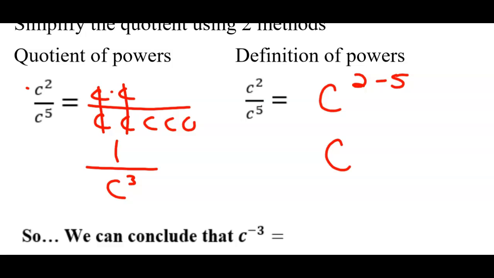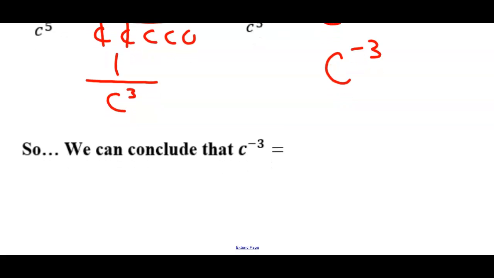-3. Okay, here's the rule though. I cannot write any exponents with a negative power. So if I were going to write C to the -3 as a fraction, what would be underneath here?